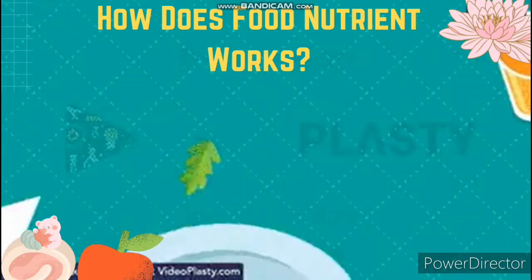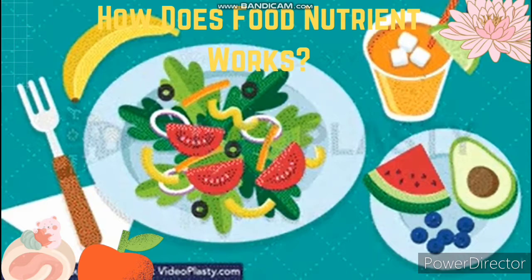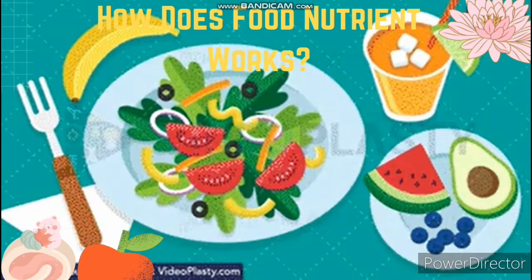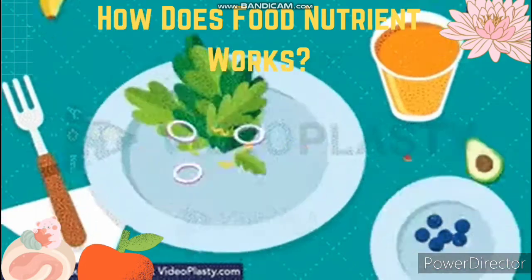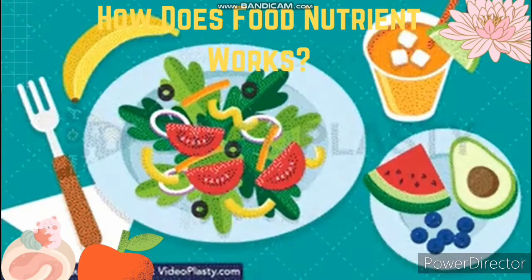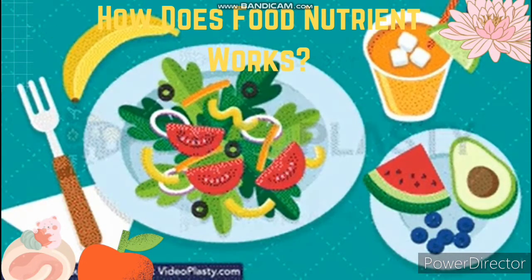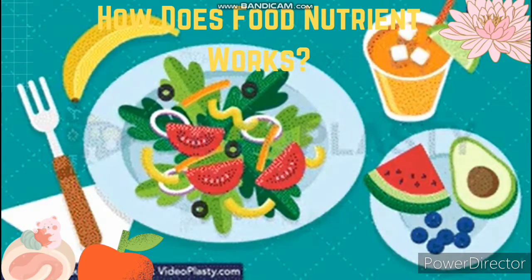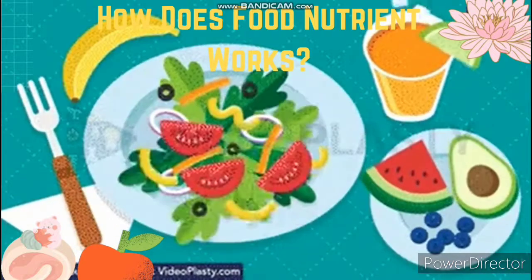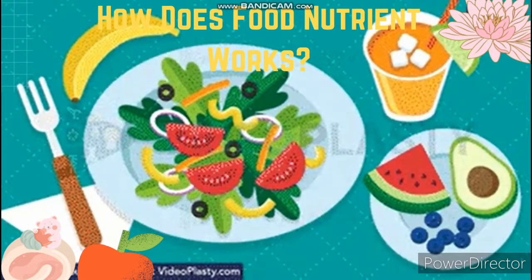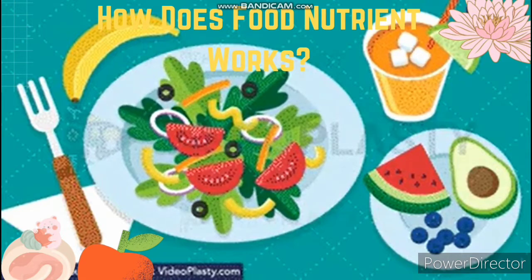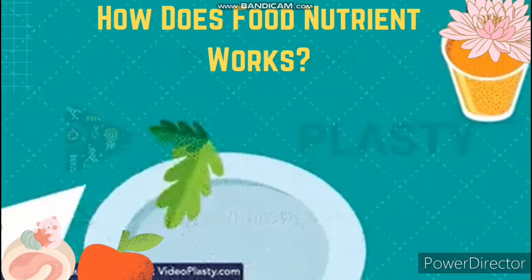How do food nutrients work? Let's find out. Food components are both mineral and organic substances that we can locate in our food, which we call nutrients. Food nutrients provide all the energy and vitality necessary to carry out body functions and day-to-day tasks, and in general, we can maintain and enjoy good health.